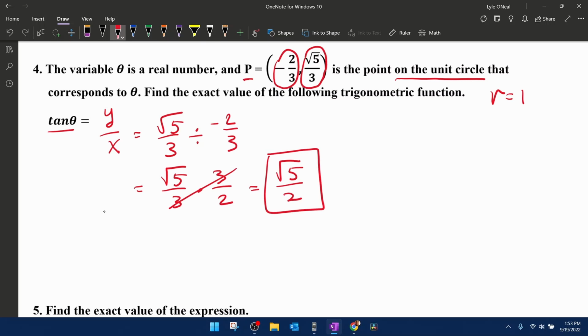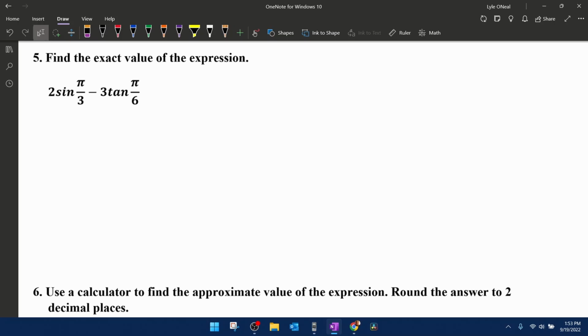Next, number 5, find the exact value of the expression 2 sine pi over 3 minus 3 tangent of pi over 6. Now to do this without a calculator, we're going to call in the unit circle, and we need to know what is the y coordinate at pi over 3.